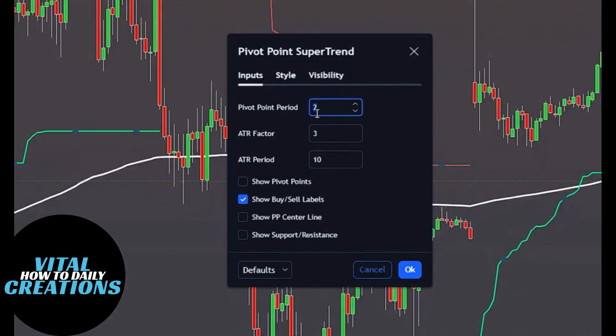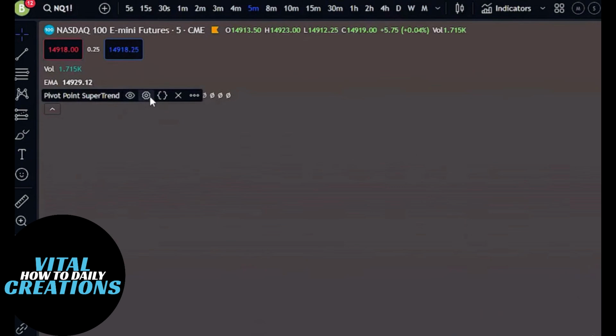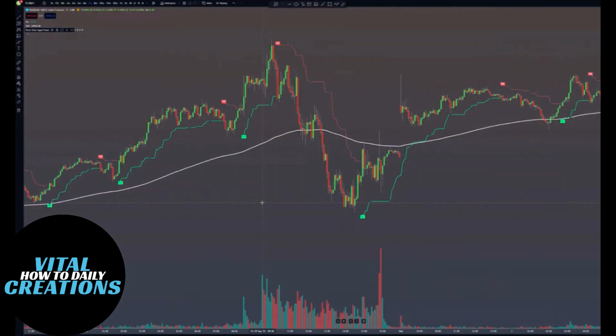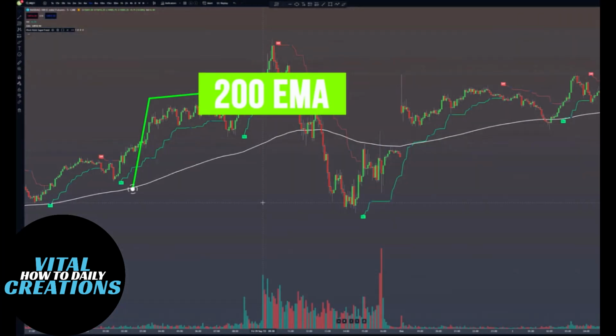Step 2 is to adjust settings. EMA: use 200 length. Make the line bold and white. Pivot Point Super Trend: set period 1, ATR factor 2, and ATR period 10.